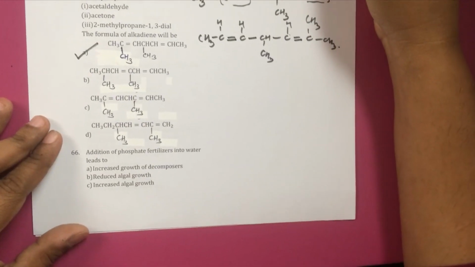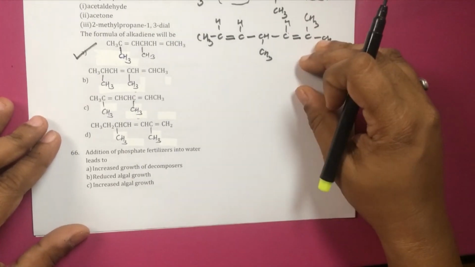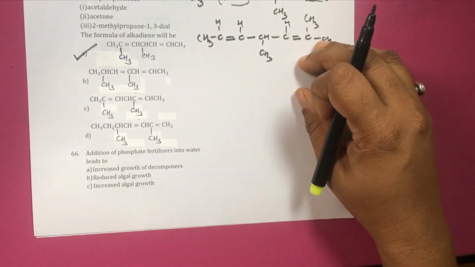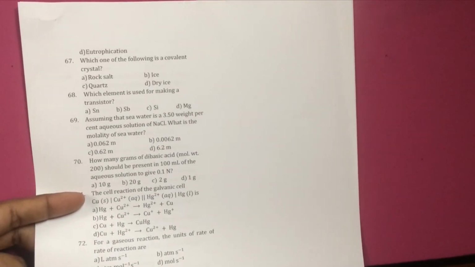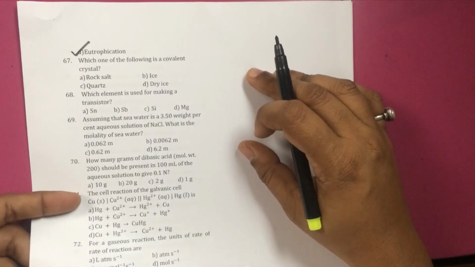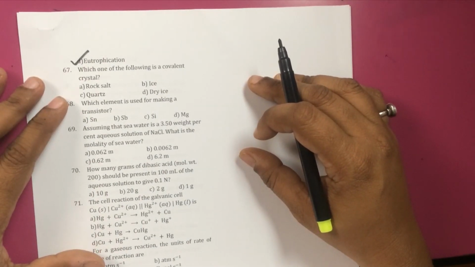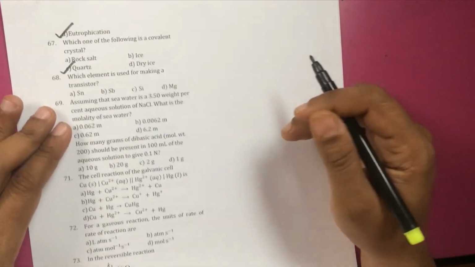Question number 66. Addition of phosphate fertilizers into water leads to increased growth of decomposers, reduced algal growth, increased algal growth, and option D, eutrophication. This causes eutrophication, that is the deposition of the phosphate layers. Question number 67. Which one of the following is a covalent crystal? Rock salt, ice, quartz, and dry ice. The quartz, that is SiO2, shows covalent bonds.